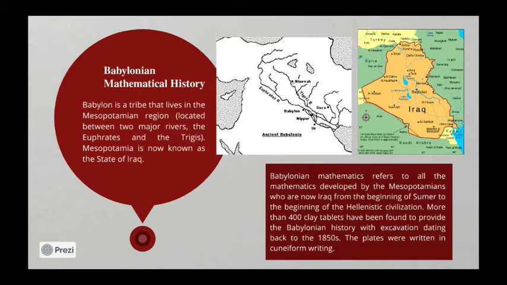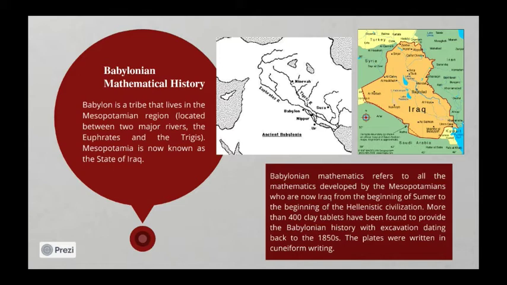Mesopotamia is now known as the state of Iraq. Mesopotamia includes Sumeria, Akkadian, and Assyria. This area is very important because it became one of the earliest places where humans lived together in one civilization. History says that the Babylonians were the first to write from left to right and made many written documents.